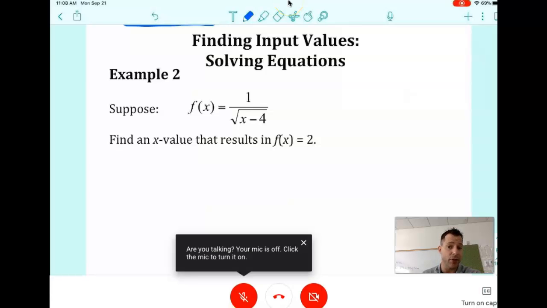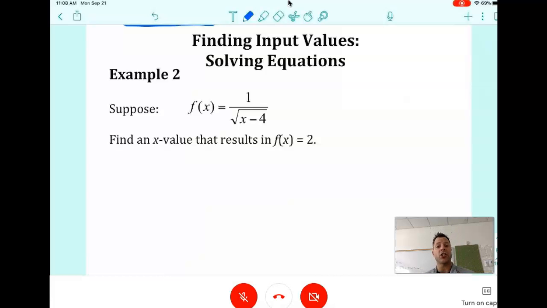This is example 2. In this case, we're going to be finding the input value by solving the equation. So we have our output. Okay, now we've got to find the input, the x value that works. In this example, suppose f of x equals 1 over the square root of x minus 4. Find an x value that results in f of x equaling 2.